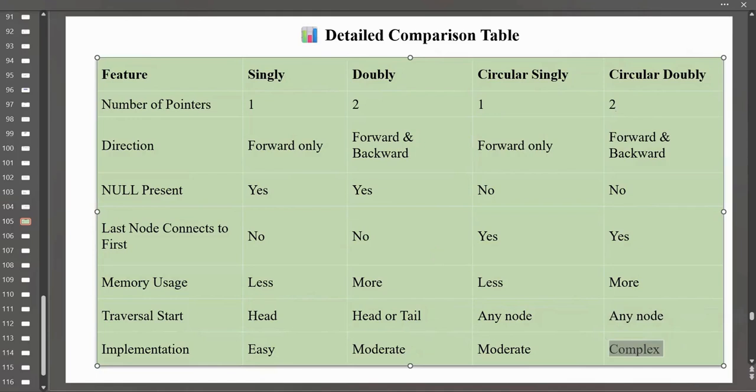So this is a clear explanation of linked lists and the four types of linked list.